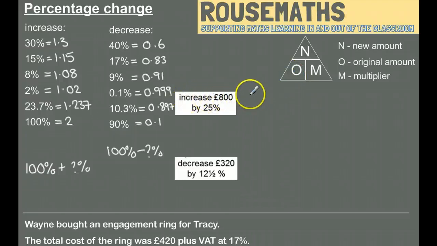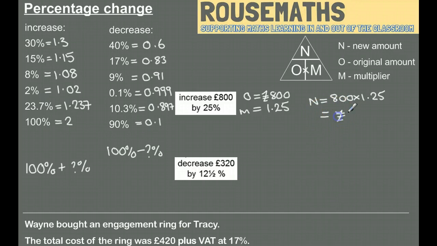So increase £800, so our original is 800, our multiplier is 1.25 because it's an increase by 25%, and therefore we can find our new amount by doing the original times the multiplier. And that gives us £1,000. See if you can have a go at the decrease one.